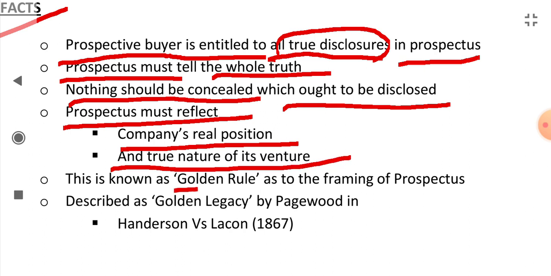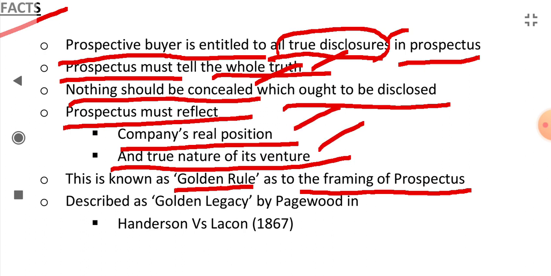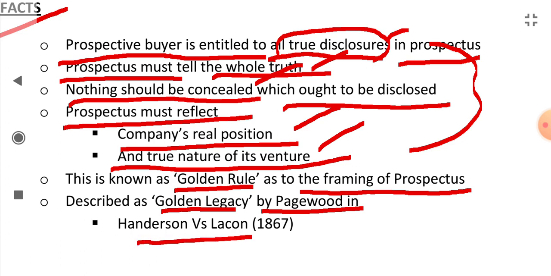This is known as golden rule as to the framing of prospectus. While framing a prospectus, the golden rule is to make all true disclosures, that there should be whole truth, nothing should be concealed. Prospectus must reflect company's real position and the true nature of its venture. When all these are included, it is called the golden rule for framing the prospectus. It is described as golden rule by Page Wood in Henderson versus Lacon case.